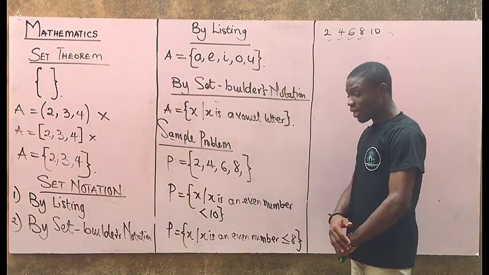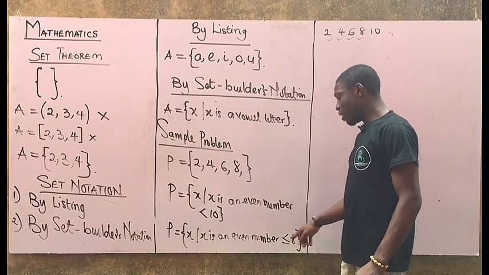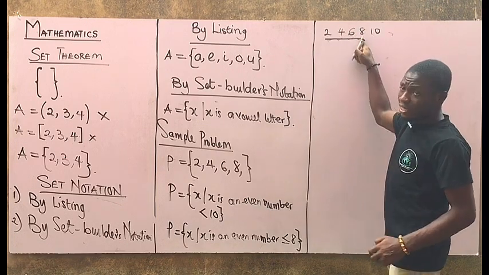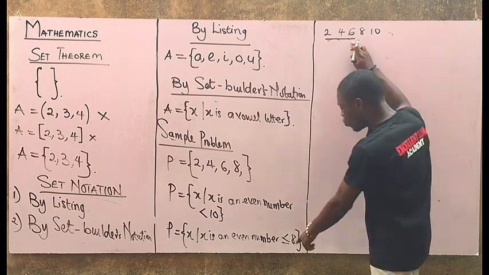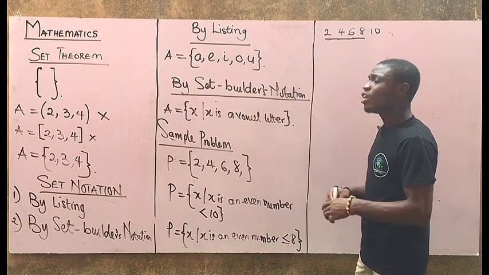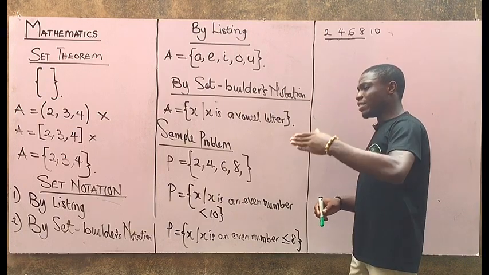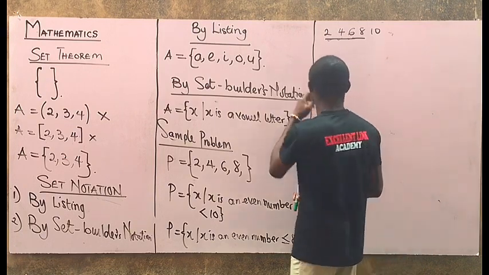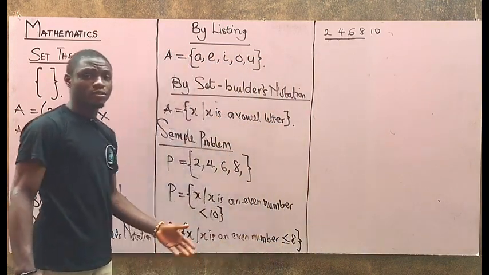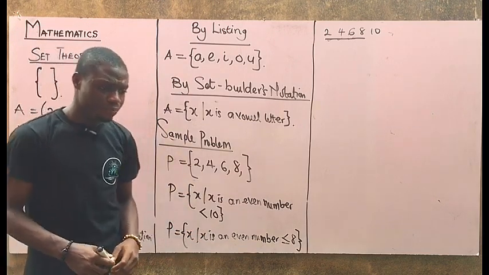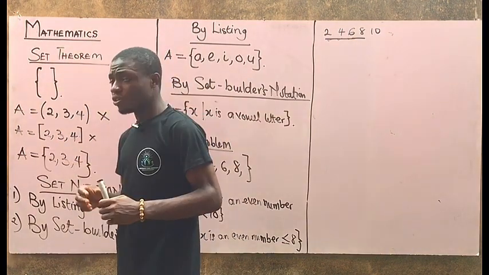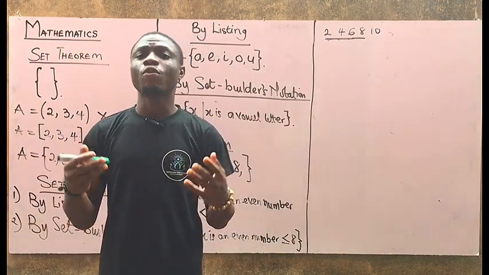This is still correct, right? If I'm saying less than 8 first, it means all the numbers before 8. But with equal to, including 8, if I'm saying less than or equal to 8, it means even numbers before 8 and including 8. That's the idea behind less than or equal to, right? So this is how I have to describe this set here. All right, now that you understand the concept behind set notation, let's dive into types of set.